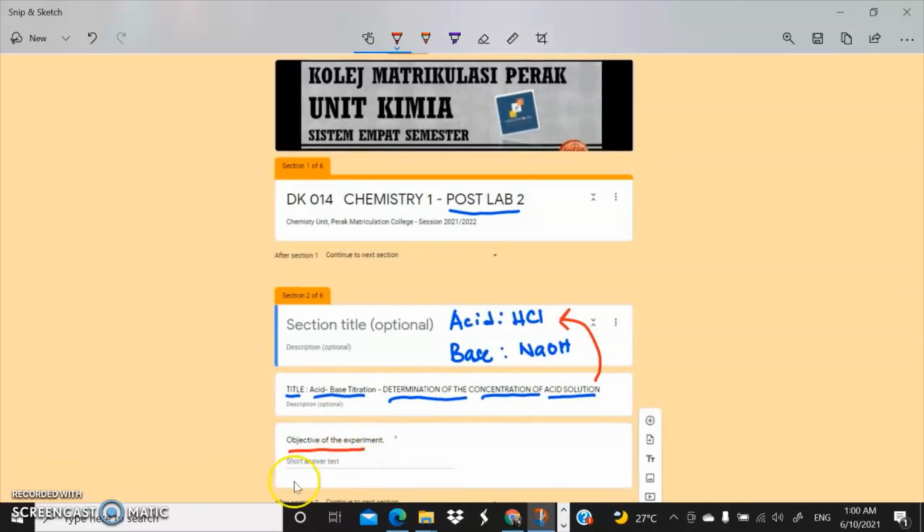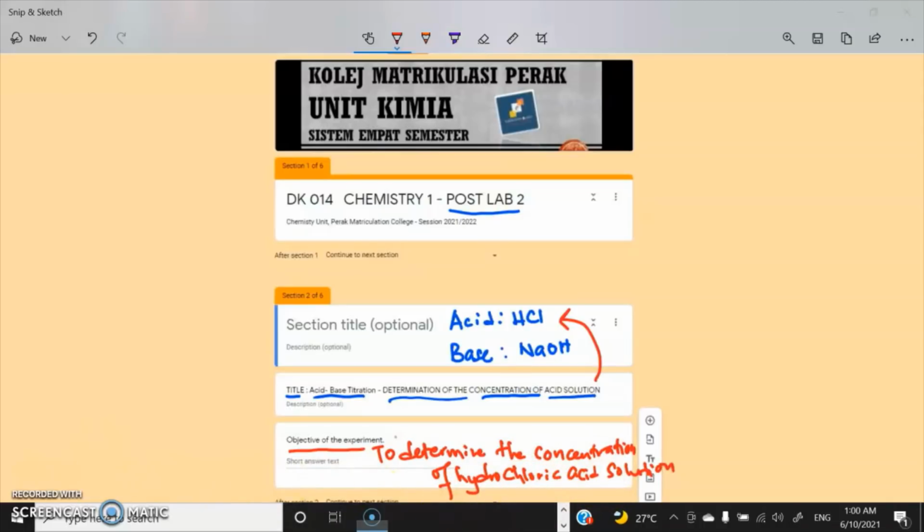Objective of the experiment. Okay, what is the objective of the experiment? To determine the concentration. We just follow the title. To determine the concentration of, what is your acid in your experiment? Hydrochloric acid solution. So this is your objective of the experiment, to determine the concentration of hydrochloric acid solution.